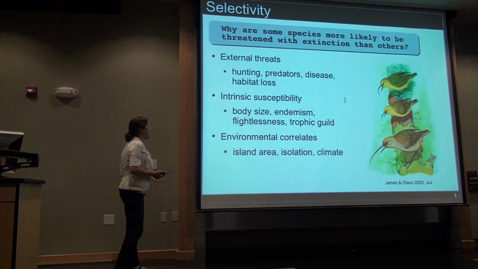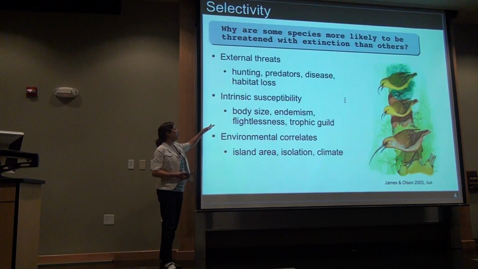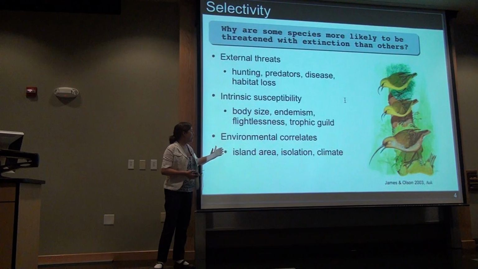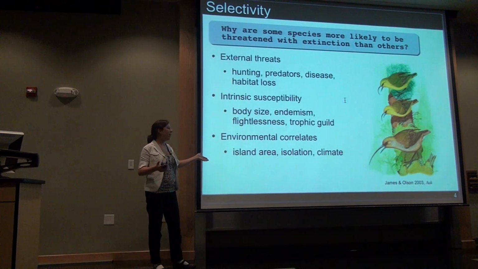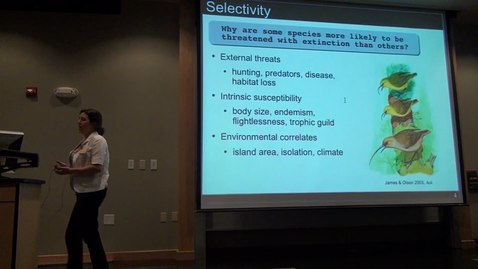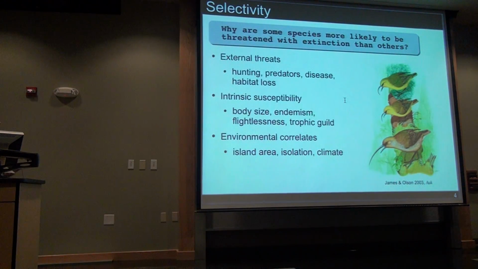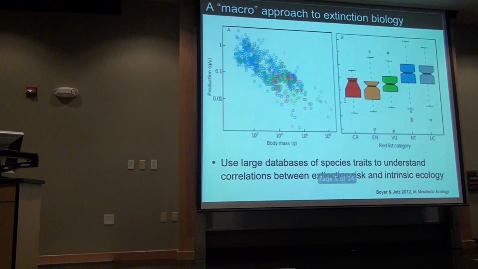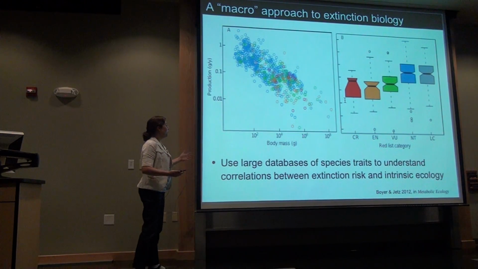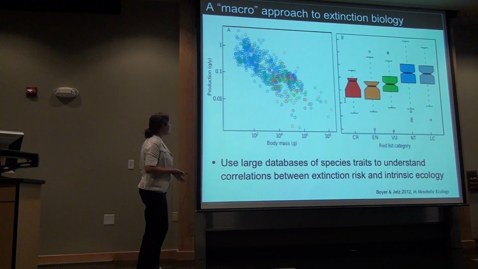And then there are also, all of these interactions are taking place within an environmental context, and the area of the island or continent or area that they live in, its isolation and its climate can also play an important role. So I don't have time to review this extensive literature, but people have been starting to use a macroecological approach to understand this selectivity. And so that's what I'd like to focus on today.